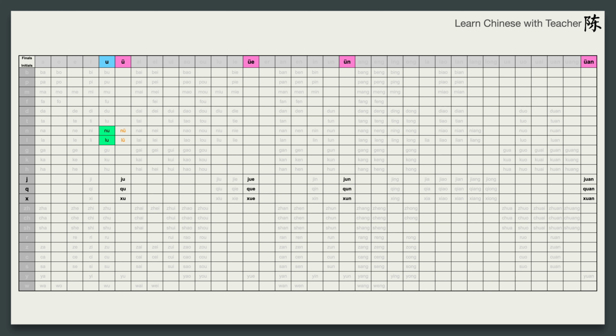Because the initials n and l can be followed by the final u. The pinyins are nu and lu, but the initials ji, qi, xi cannot be followed by the finals u, ue, un, or uan. Those combinations do not exist in Chinese Pinyin, which means there are no characters being read in those ways. The second reason is that it is easier to write the letter u instead of writing two more dots on the top of it.